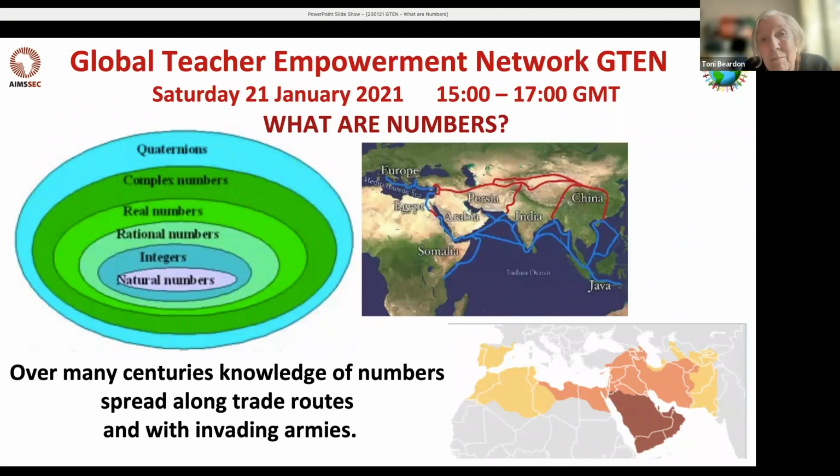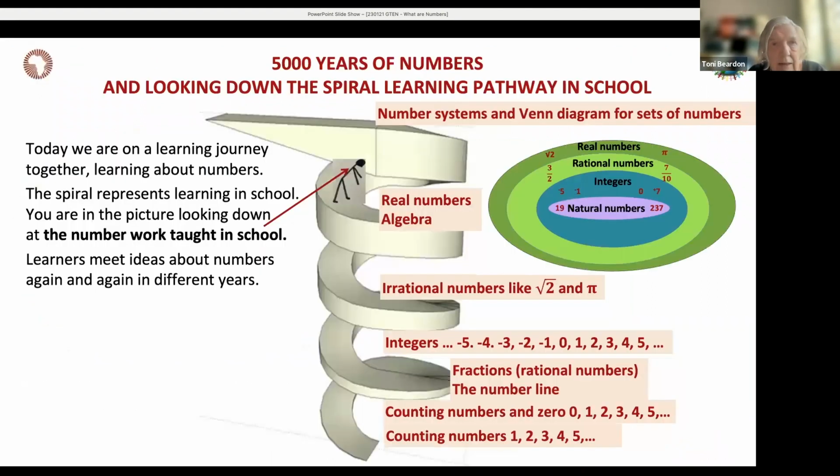Okay, so we're going to be talking about numbers today, what we learn in school, and also the history of understanding of number. Over many centuries, ideas and knowledge of numbers were spread along trade routes with invading armies. On the upper map you see the trading routes by sea and the Silk Road in red between East and West. Below you see North Africa, and how the Islamic culture spread across North Africa and into Europe. We'll say more about that later.